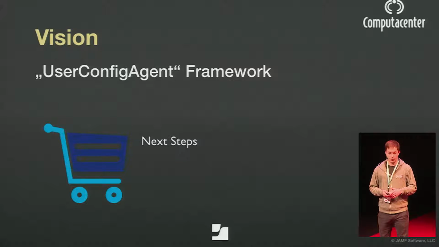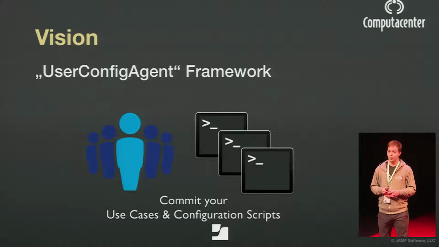Next steps, what do I see? Please commit your use cases and configuration scripts. For example, I've got a customer who is using a non-categorized proxy service. The proxy service needs a username and password. Maybe you all know these pop-up messages coming up from macOS. There's no checkbox for whether you want to store the password in the keychain. It's just stored every time in the keychain. So we have the password. We can just set it in the keychain. We don't need these pop-up messages in the future anymore.